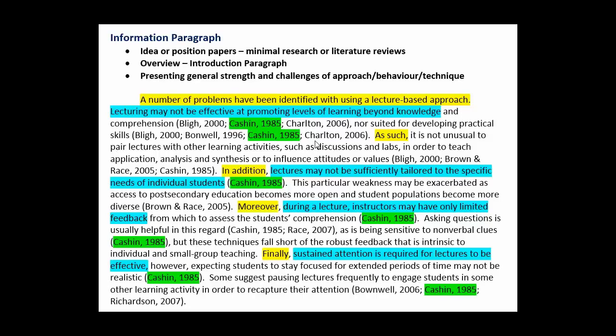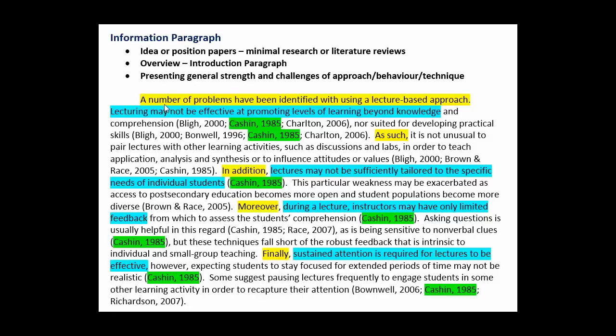The author of this paper talks a bit about that and then moves to the next point. In addition, so there's a linking word. In addition, lectures may not be sufficiently tailored to the specific needs of individual students. And then there's a sentence about this. And then, moreover, during a lecture, instructors may have only limited feedback from students. And then a sentence about that. And then finally, and then the last point.